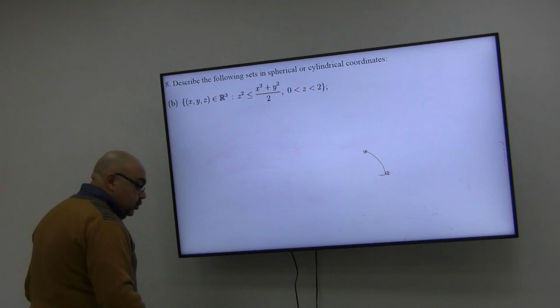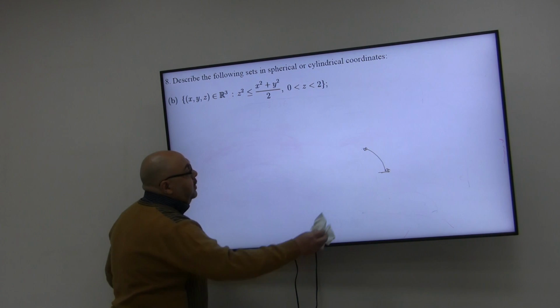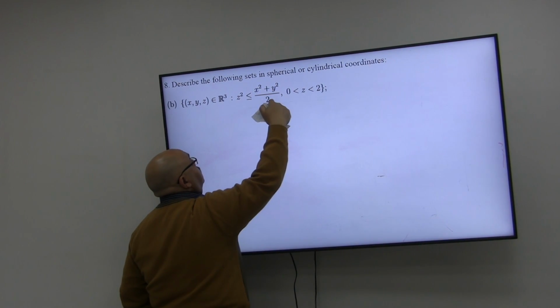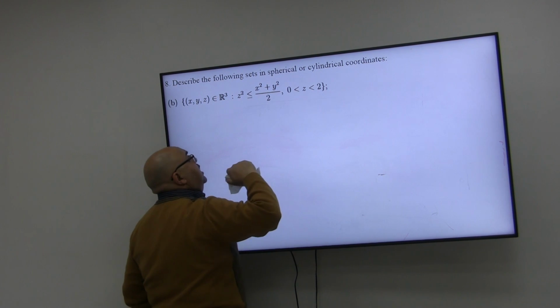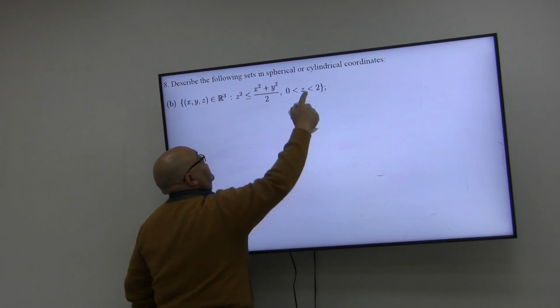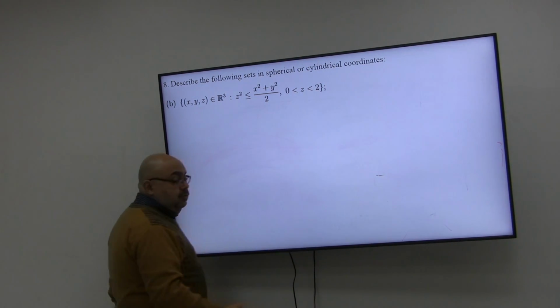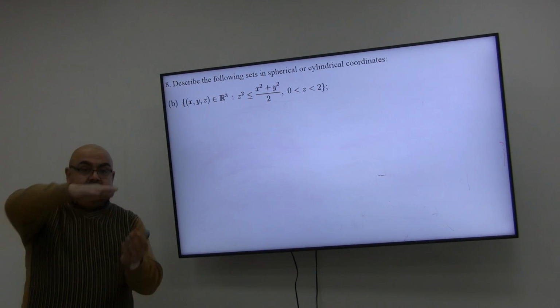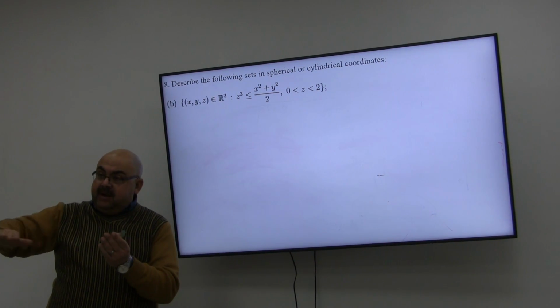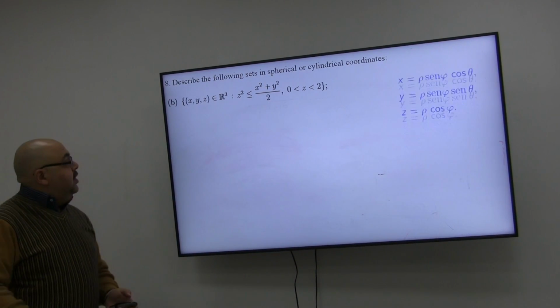Look at this problem also. That's another description, having x squared plus y squared over 2 greater than or equal to z, and that's a representation of what? Of a cone, and z is greater than 0 and less than 2 also, which represents parts relative to z. From z equal to 0, it's a plane, and z equal to 2, it's another plane.